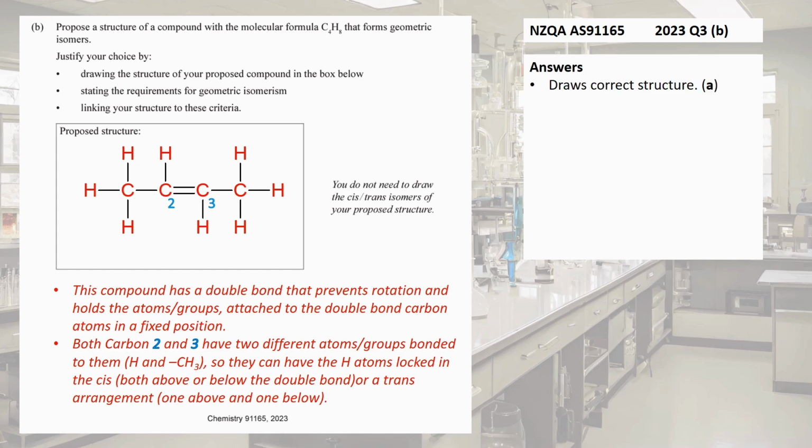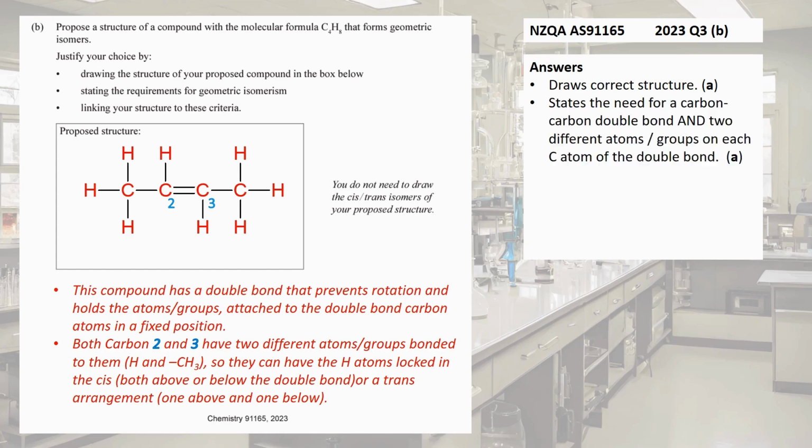Draw the structure, we get an achieved point. If we state the requirements, first bullet point, we get an achieved point. If we explain why it's needed, actually that's this part here, fixed position, that's a merit point. Well, that's awesome. So actually if we do this part here and the first bullet point, if we draw the diagram in the first bullet point, we're going to get achieved and merit.